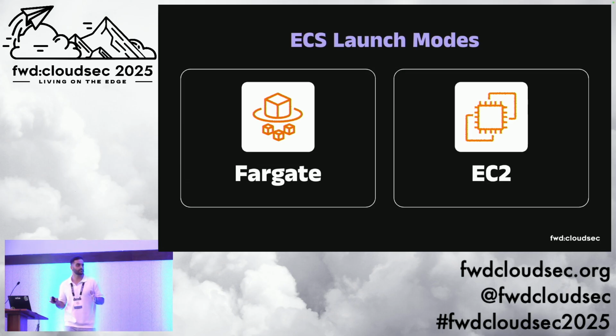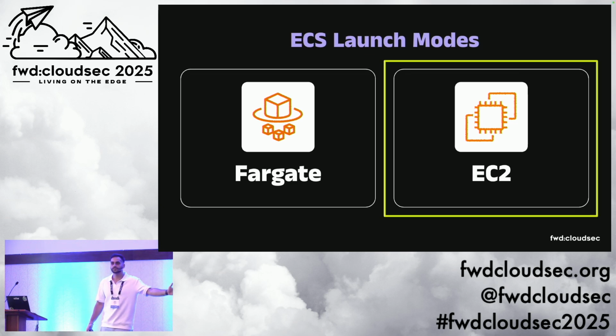ECS has two launch modes, Fargate and EC2. Fargate is fully serverless: just define your task, and let AWS handle the rest. In EC2 launch mode, you manage the EC2 instance yourself, which means that everything is running in your cloud environment. This talk is going to focus on the EC2 launch type because this is where the vulnerability actually works.